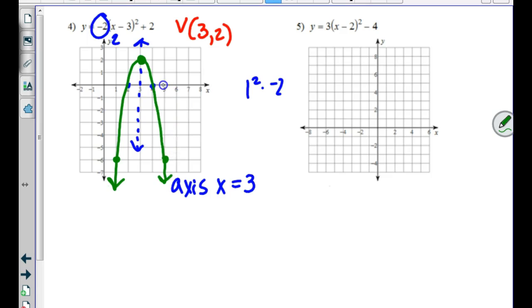All right, let's check if this works. If I put a 5 in, is that a 5, guys? I think so. If I put a 5 in, I'd have 5 minus 3 is 2, squared is 4, times -2 is -8, plus 2 is -6. Is that where I wound up? Was working, right?